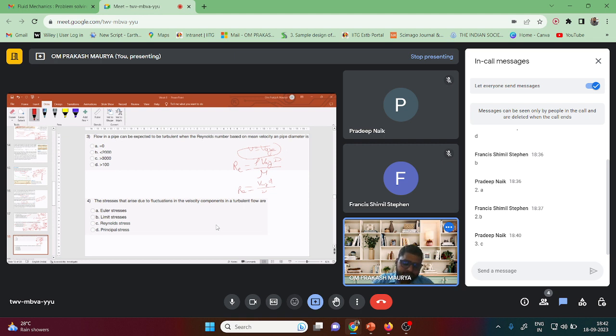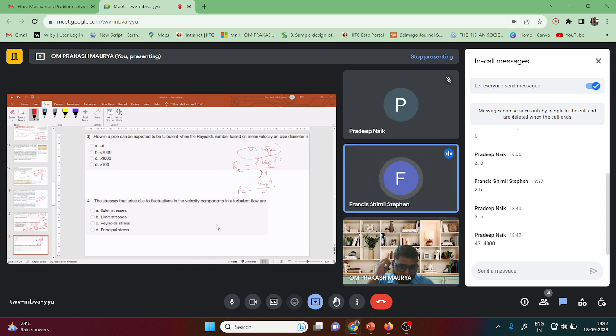Please write in the chat box what should be the actual value in this option. Yeah, greater than 4,000. Okay.